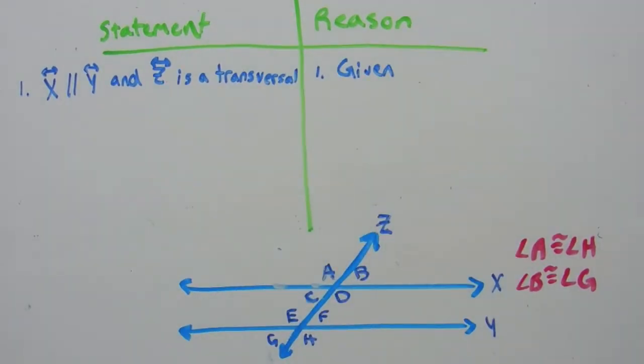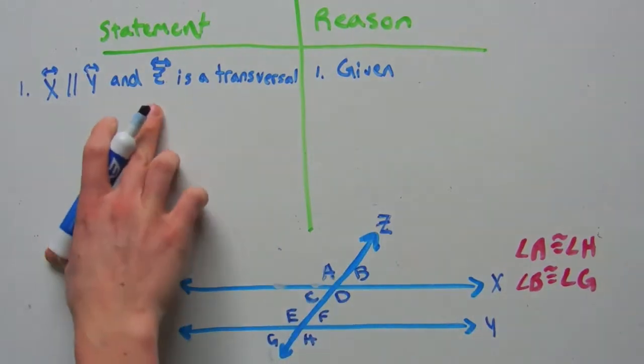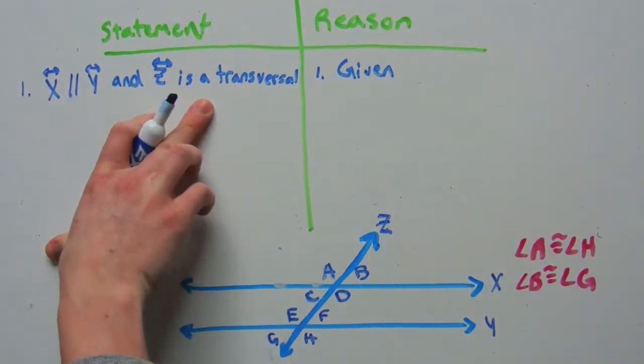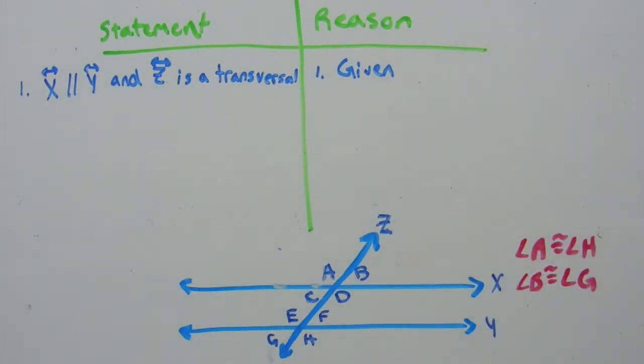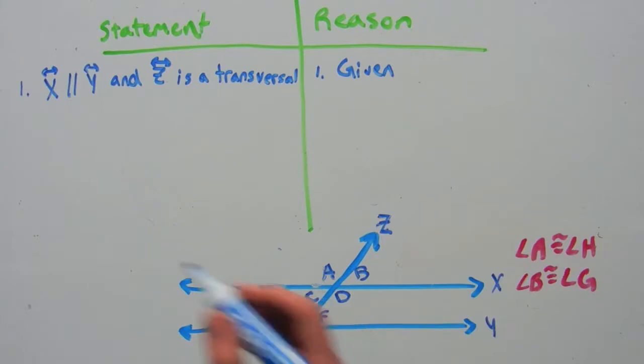Right away, we can say that X and Y are two parallel lines, and Z is a transversal of those parallel lines, and that's given. And using the vertical angle theorem, we could say that angle A and angle D are vertical angles, and angle B and angle C are vertical angles. Therefore, A and D are congruent, and B and C are congruent.